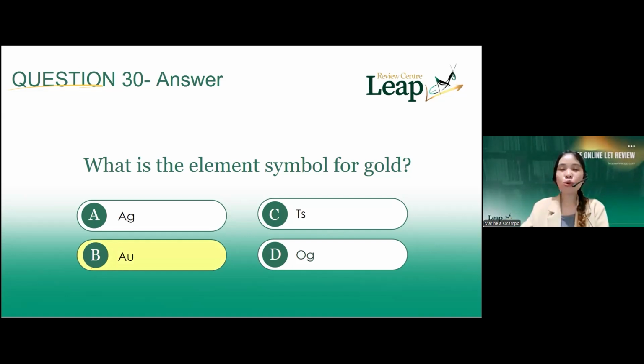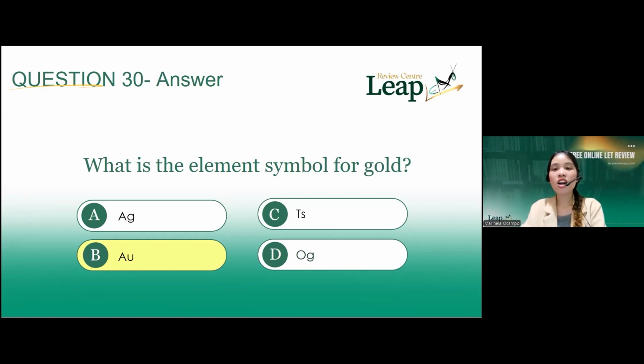So if we are to review our knowledge of the periodic table of elements, we have actually 118 known elements as of now. The latest addition is OG, which is oganesson. If you look into the elements present in the periodic table, most of them are actually derived from the first and second letters of their name.